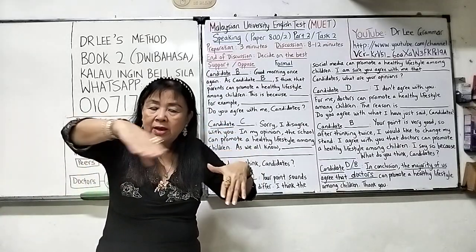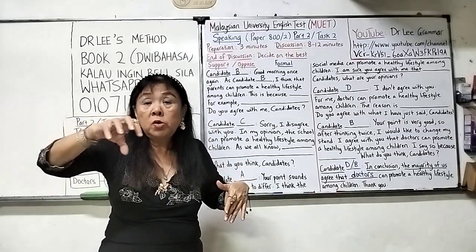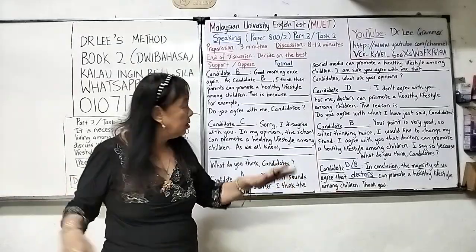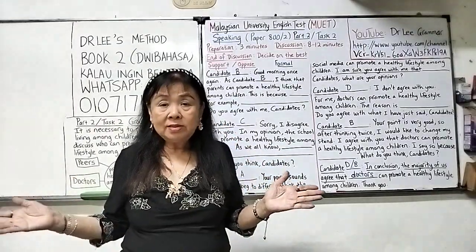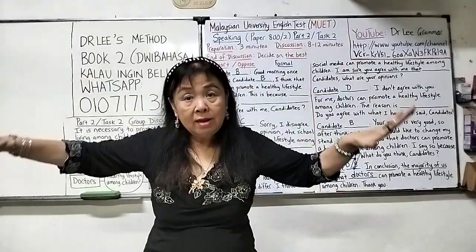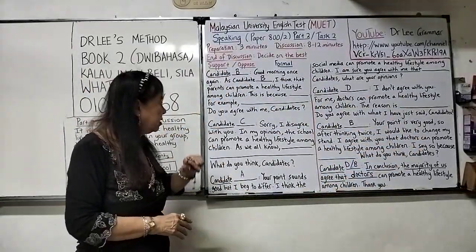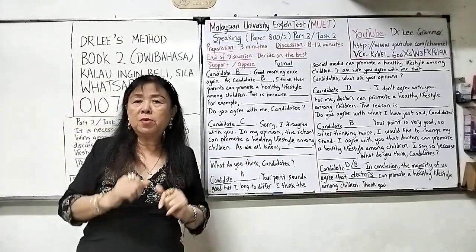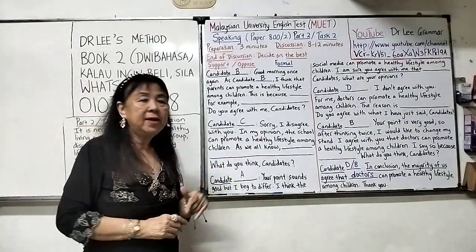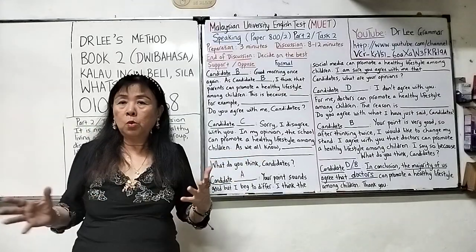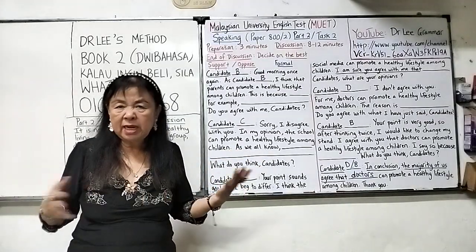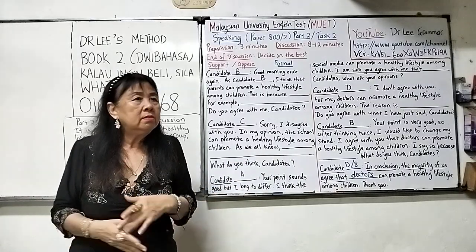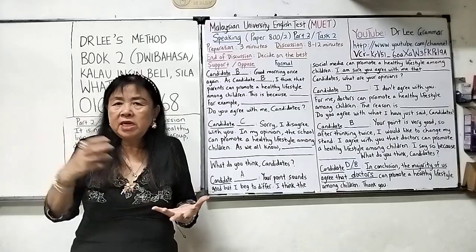What you say must develop your point. After saying that, you ask everyone, do you agree with me, candidates? Open. So anyone can answer. For example, C says, sorry, I disagree with you. In my opinion, the school can promote a healthy living lifestyle among children. As we all know, then whatever you want to say, your reason, as I said, compare and contrast, your reason, your definition, further elaboration.